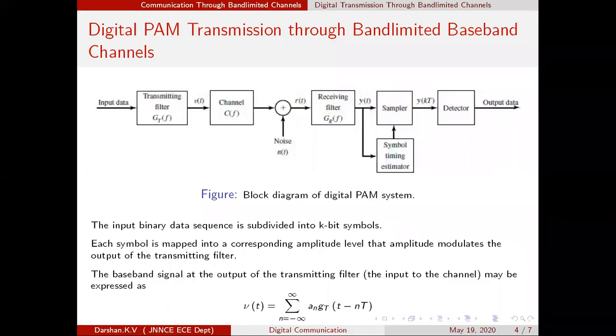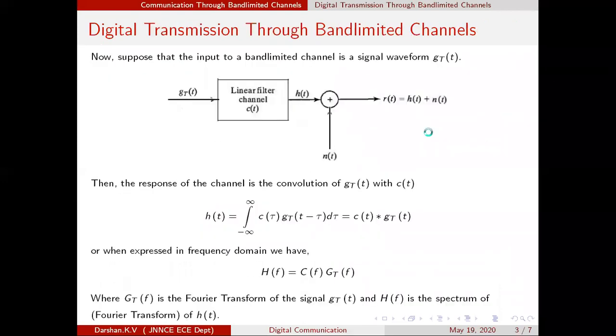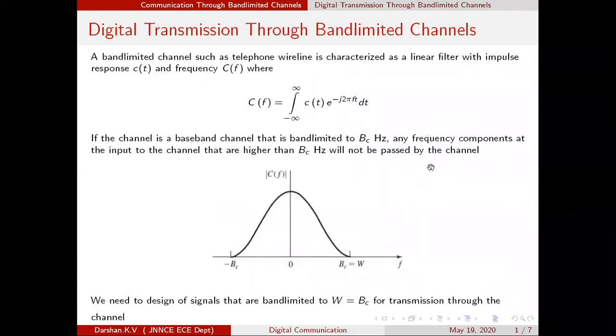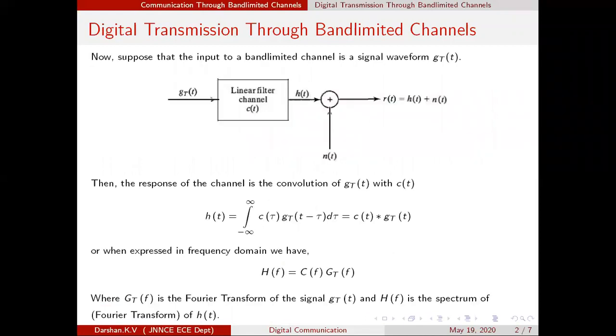In the previous class, we were discussing digital transmission through band limited channels. We were discussing the baseband channel, or in other words, the channel characteristic, which was low pass in nature, as shown in the figure. Over this type of channel, we want to transmit the symbols. That is the aim of the topic.